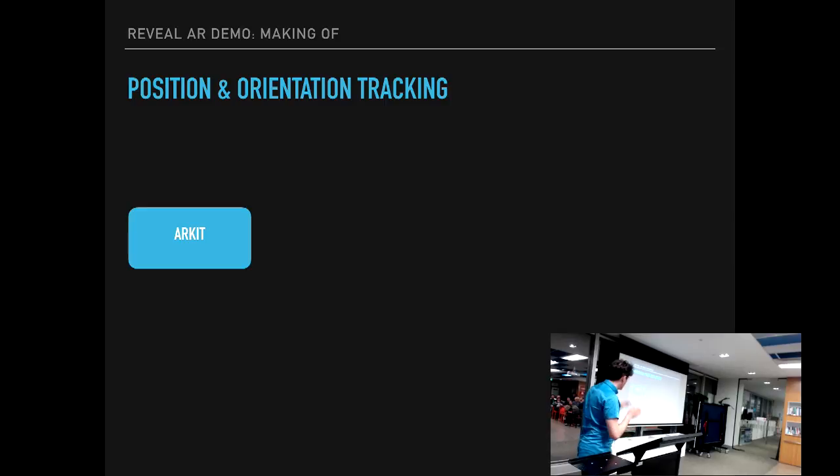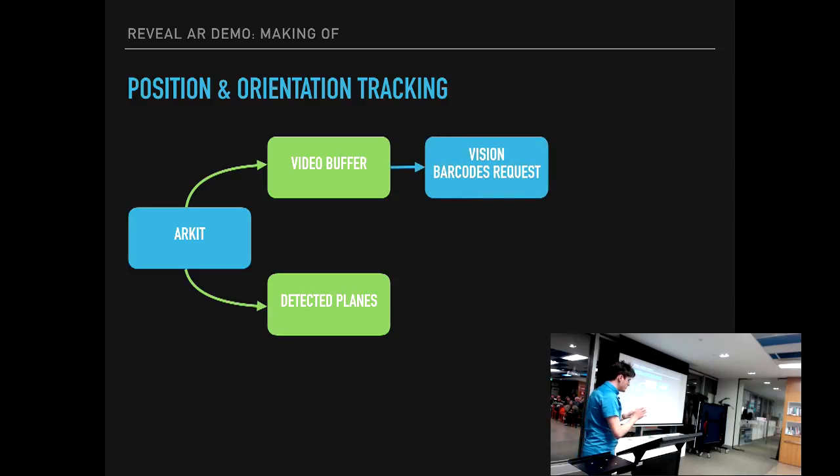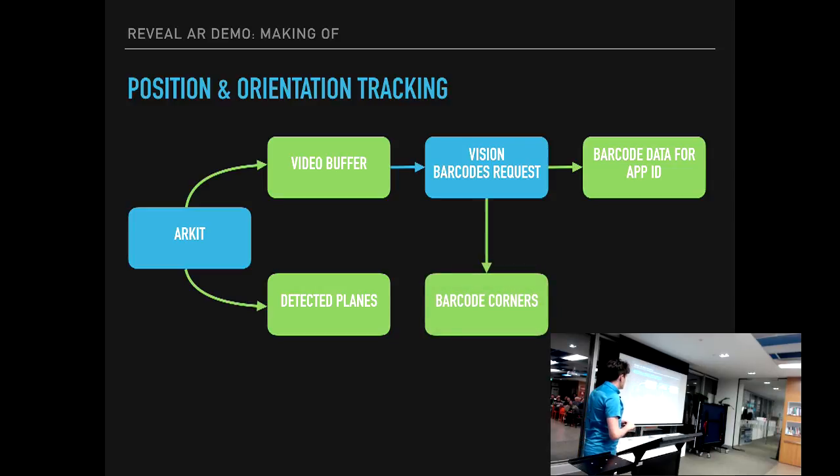A little bit of graphing, scheming. So we have ARKit. ARKit provides us with a video buffer and detected planes in each AR frame. Now, using the video buffer, we can run a Vision framework barcodes request, asynchronously, obviously. That gives us barcode data for the app ID. That's how the demo app could switch between Revert and Soundstagram, because the QR code actually encodes a little identifier of the app that is being displayed. And it gives us the locations of the corners of the barcode in the image, in the buffer coordinate system.